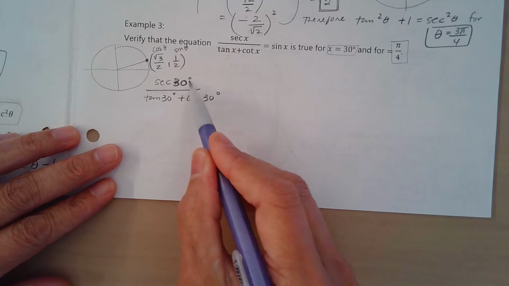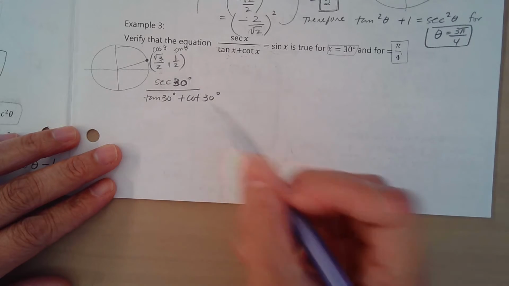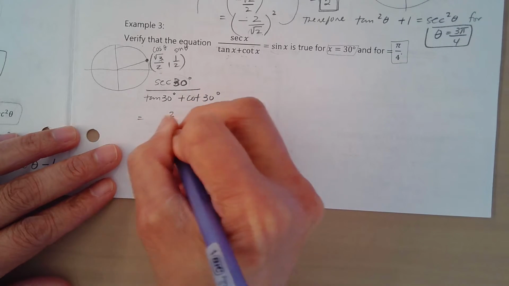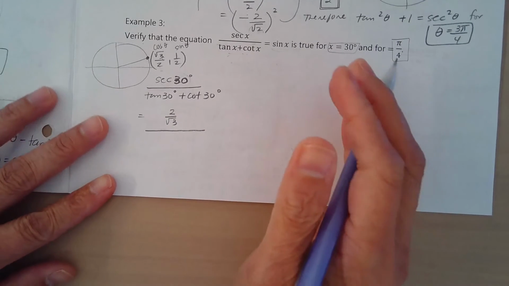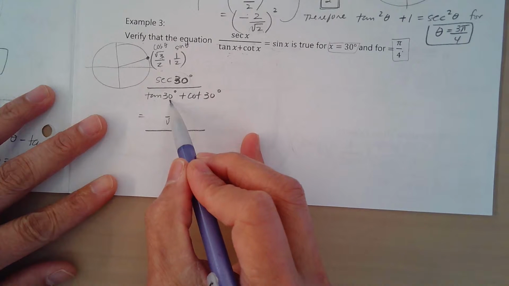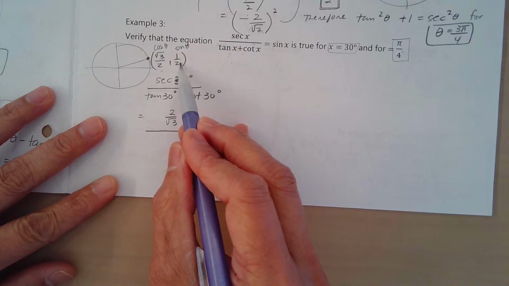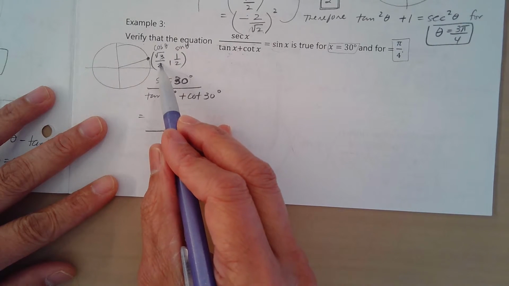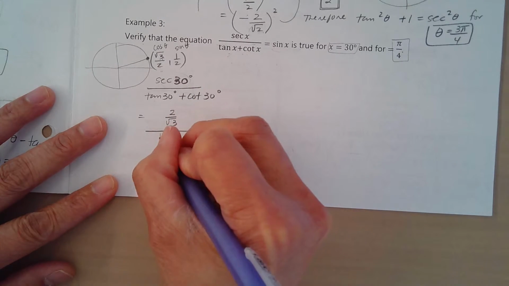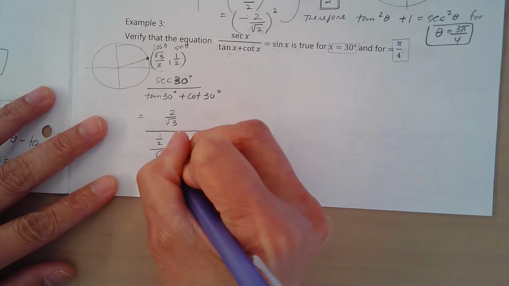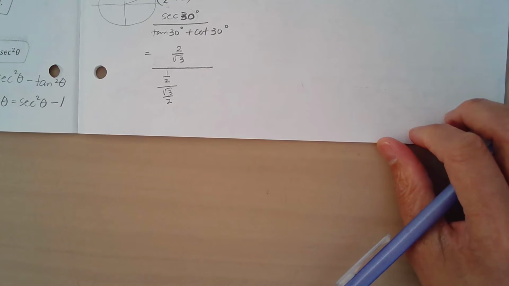Okay, what's a secant 30? It's going to be the reciprocal of the cos. So it's going to be 2 over root of 3. All of that is divided by tan of 30. Well, what's tan of 30? It's going to be sine 30 divided by cos 30. So if you take sine 30 divided by cos 30, it's going to be 1 half over root 3 over 2. Is that okay? We're going to have a little bit of a complex fraction, and that's okay.